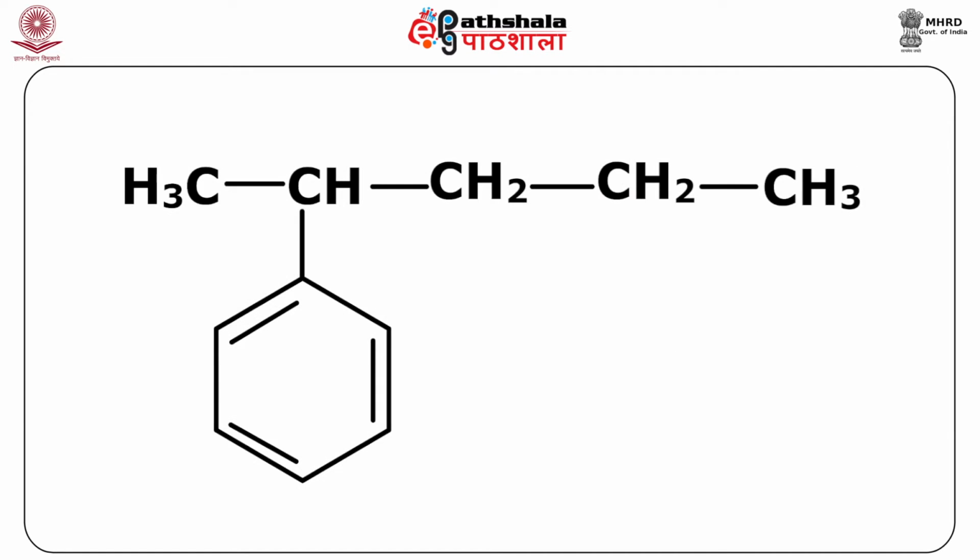Combining all these linkages, the side chain works out to be CH3, CH, CH2, CH2 and CH3. Since this is further attached to a mono-substituted phenyl ring, the structure of the compound should be CH3-CH(phenyl)-CH2-CH2-CH3.